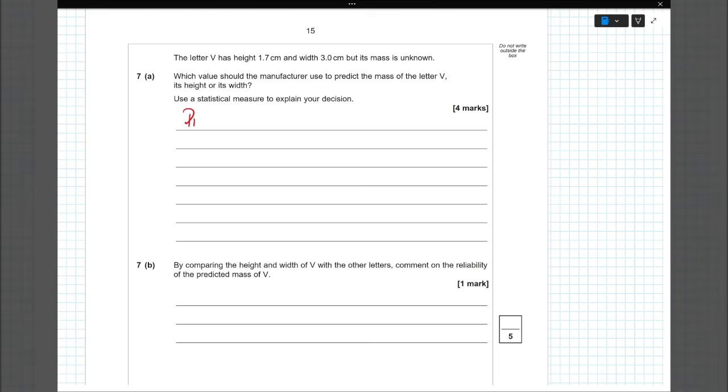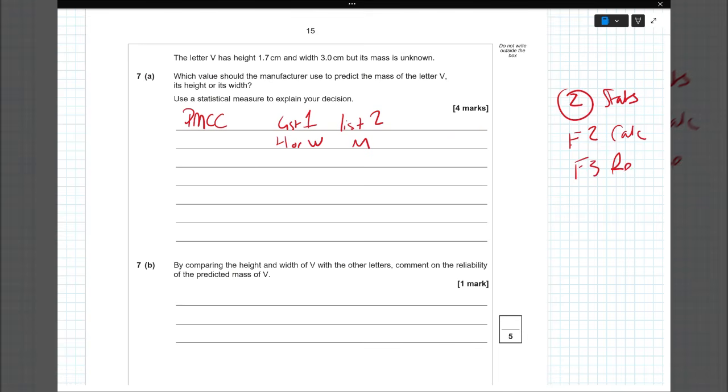So we're going to use the product moment correlation coefficient. And what we do is, I've got a CG50, so I've got list 1, list 2, and then all the way down I'll put height and mass, or I'll put the width and the mass. And we then have to go into our calculator. So in my CG50, I'm on statistics mode, which is mode 2 for stats. Put it all in the table, list 1, list 2. We're then hitting F2 for calc, and then F3 for reg, which means regression.